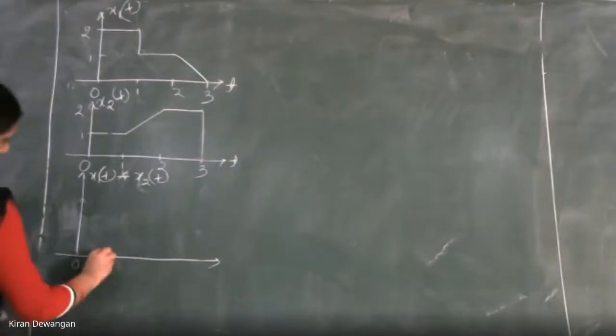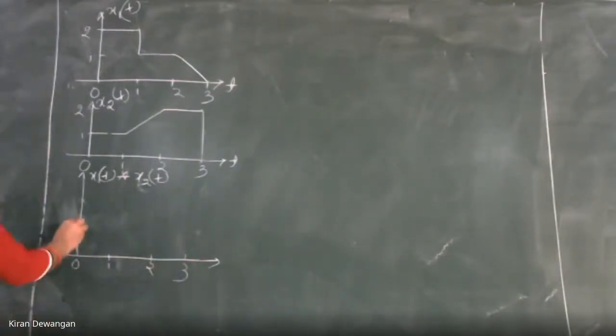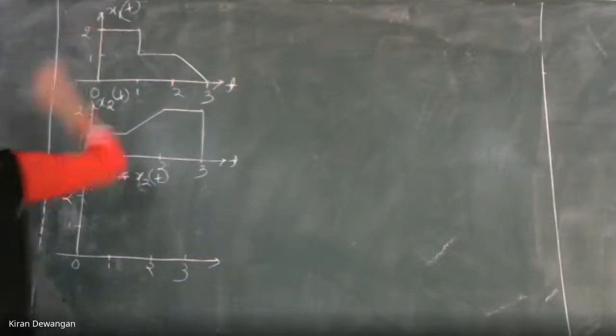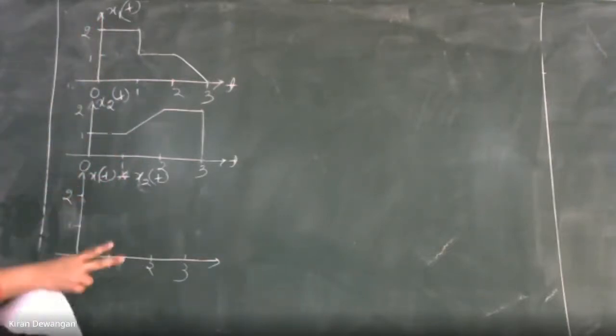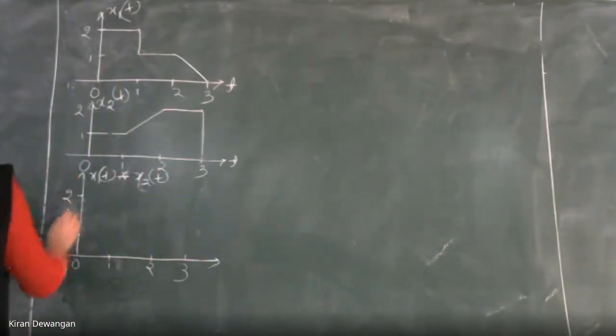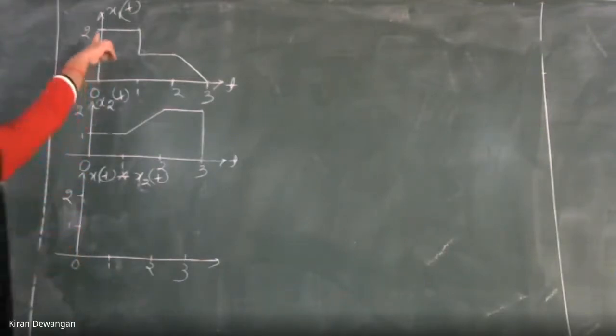Let's see. 1, 2, 3. This value is 1. This value is 2. Now here it is starting from 1. Here it is starting from 2. So definitely it will start from 2 because it's a multiplication. It's a multiplication, so it will start from 2. Clear? So at 0, this is 2.